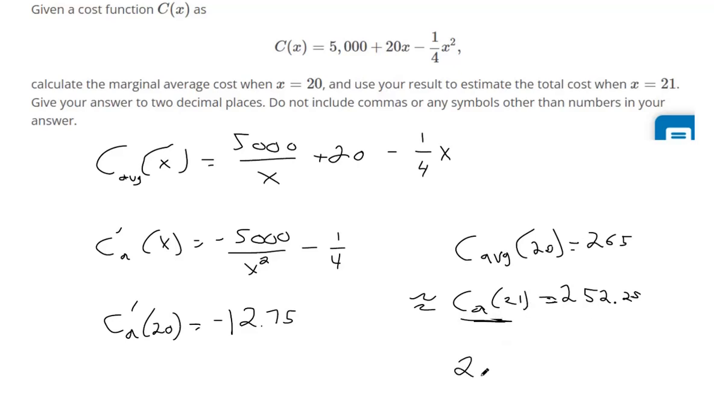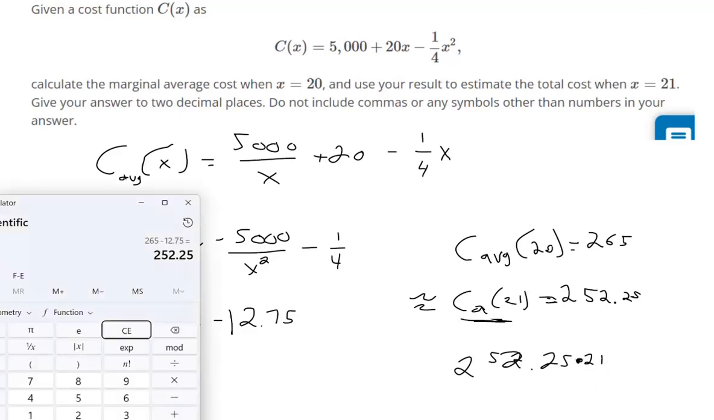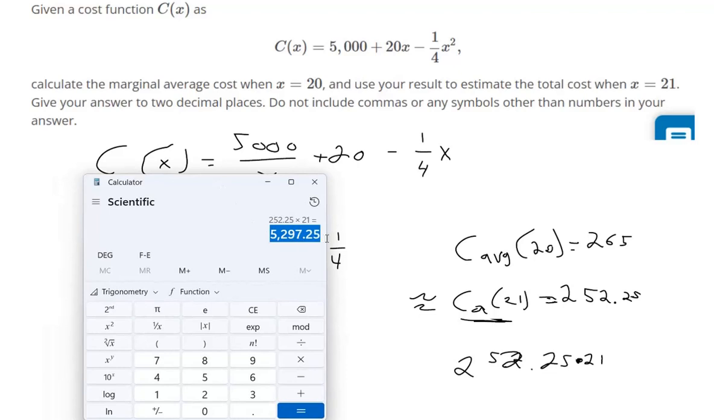So you want to just take the average cost and multiply it by the number of units that you have. So multiply this times 21. The new total cost we're estimating to be $5,297.25.